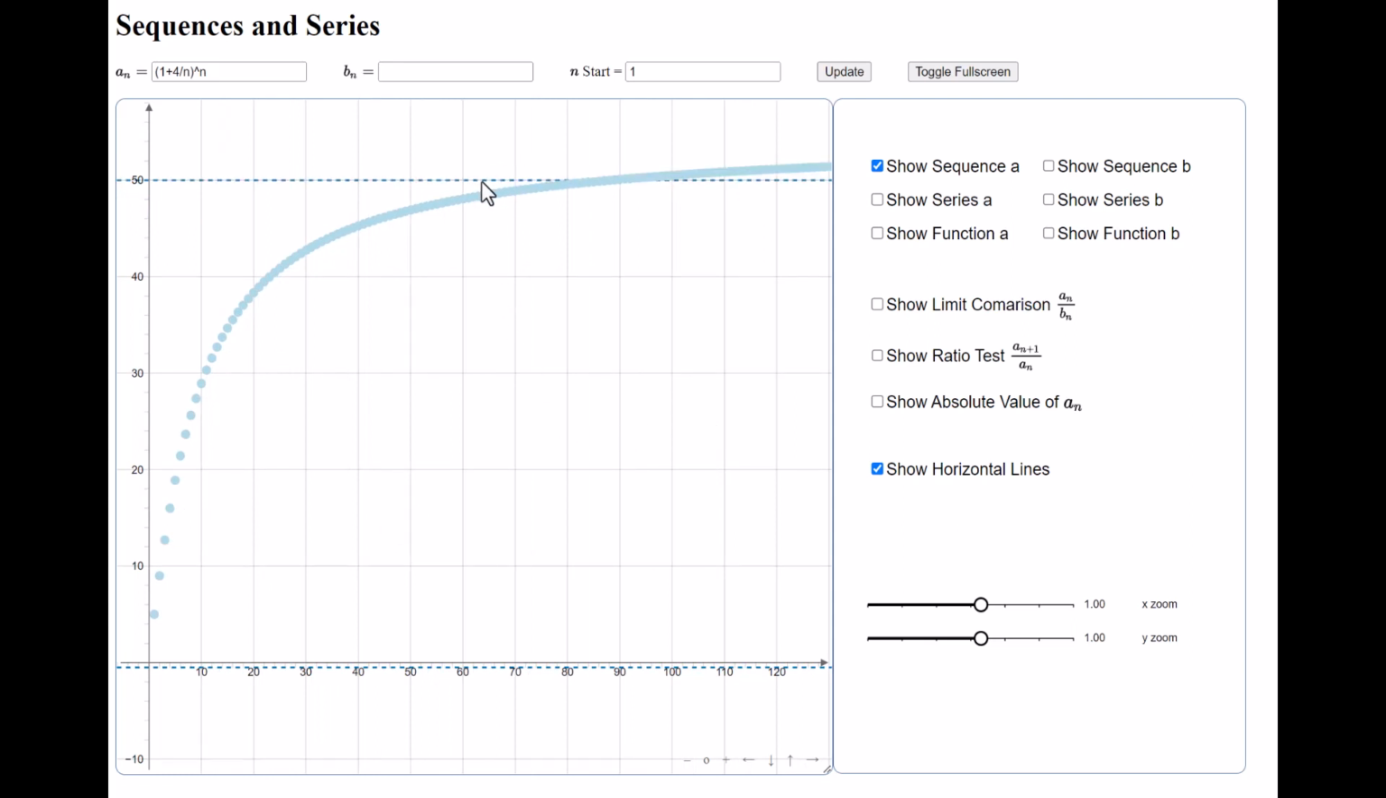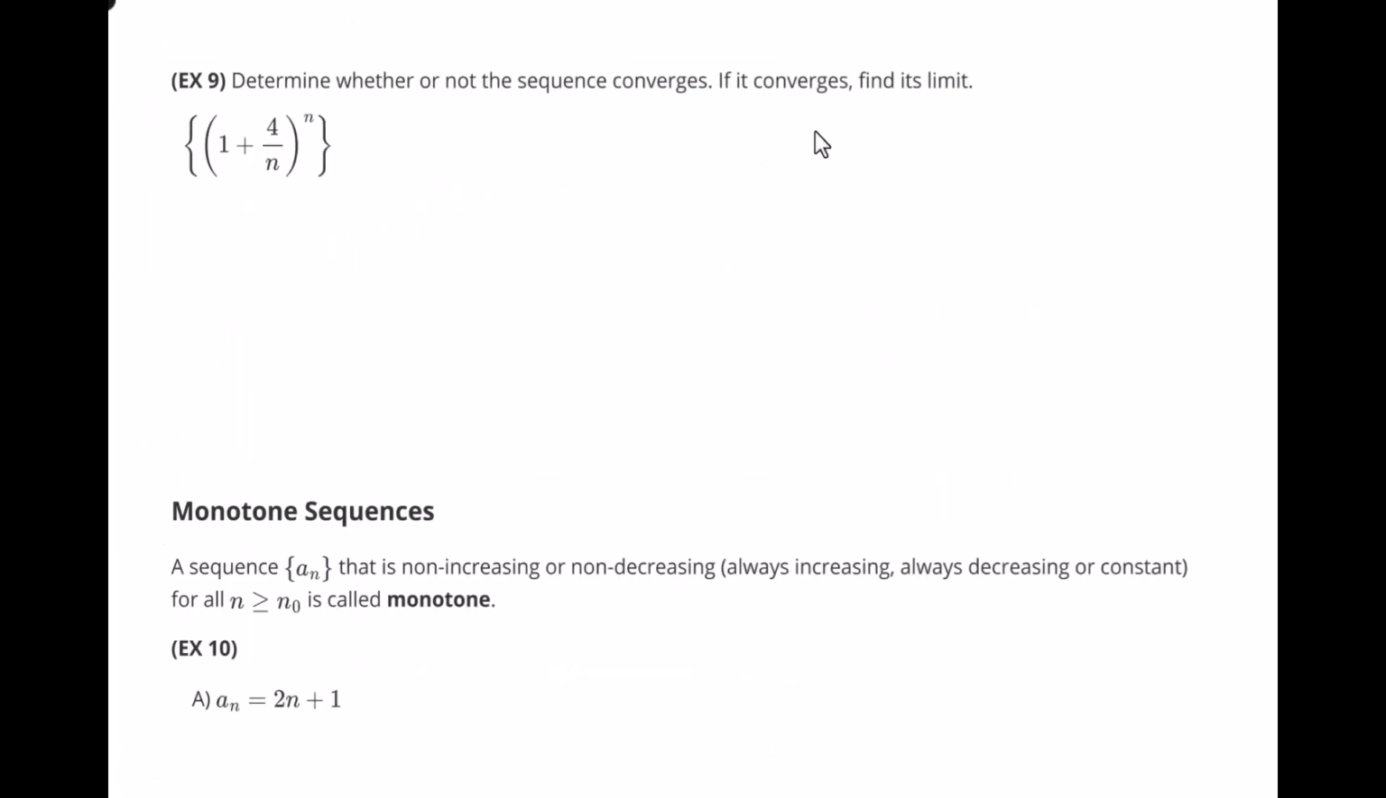We do see that tapering, but it does look like every time I choose a value, it goes over that limit, which makes me think that it could diverge. But we do see a taper, so we really need to let the analytics and the mathematics tell us what's going on here. So let's take a look at that.